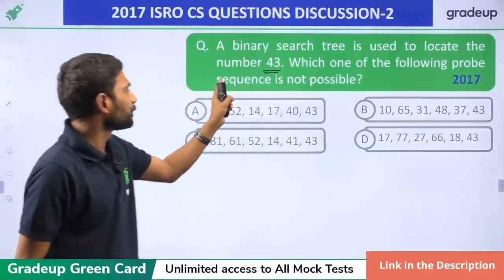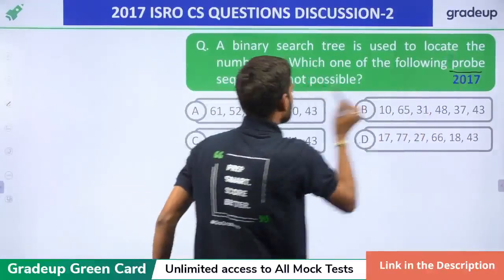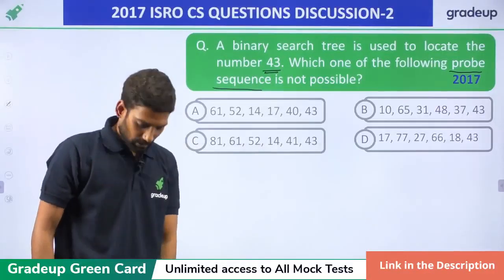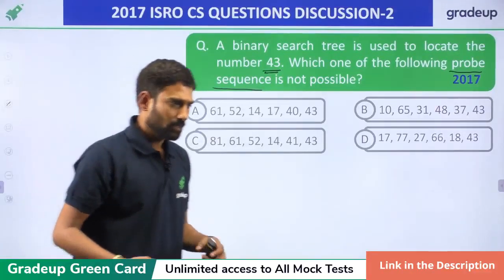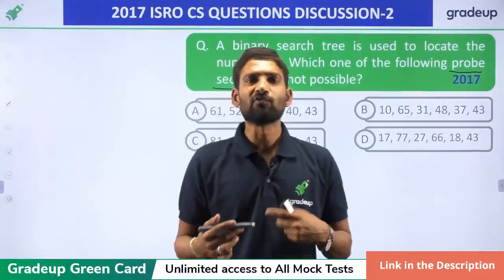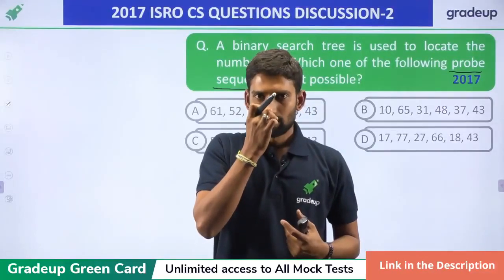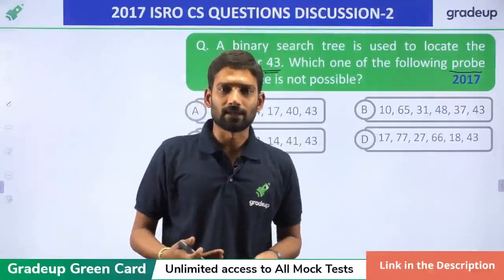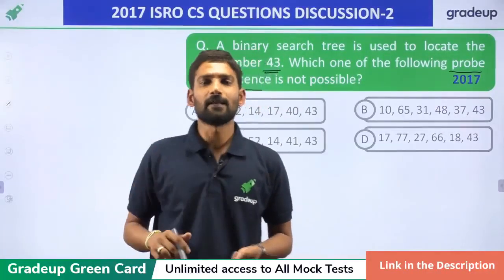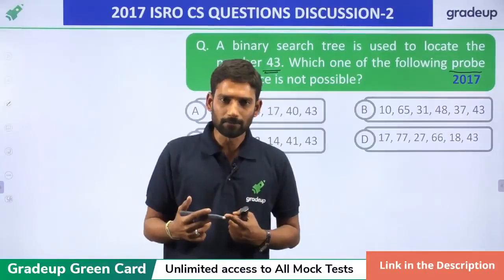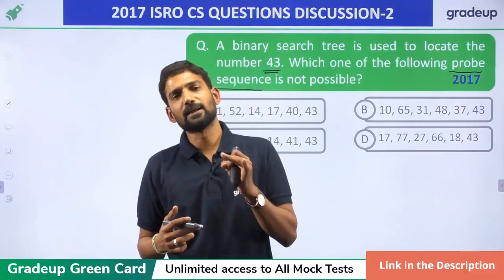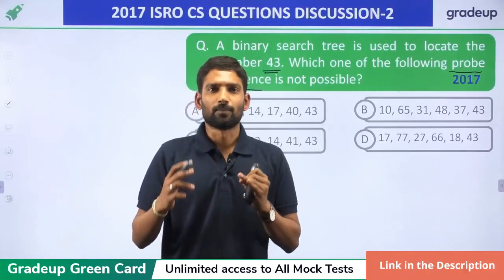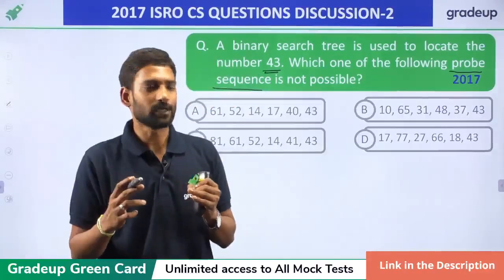Which one of the following probe sequences is not possible? Here probing means you can simply say you are trying to search it, you are trying to find. Then in which sequence you cannot get 43? This is a very frequently asked model in ISRO as well as in GATE, with probe sequence. So pay attention guys, pay attention.